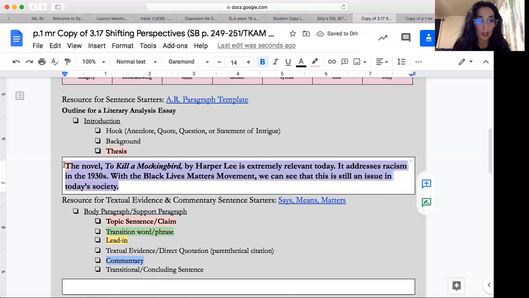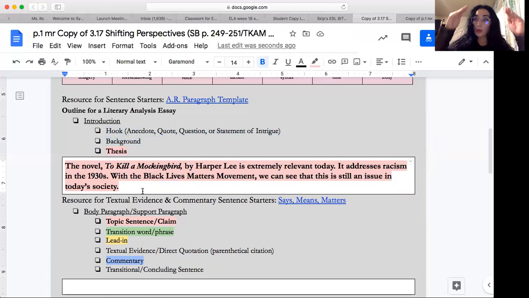Okay, I'm not going to underline this because that's pink, or I'll take it off. So we want to only highlight our thesis pink, and that's the last sentence of the first paragraph. So I'll get to that in a bit. But here, okay, this is our hook. We gave some background, a statement of intrigue, it's relevant today, and we have background that it's based in the 1930s.